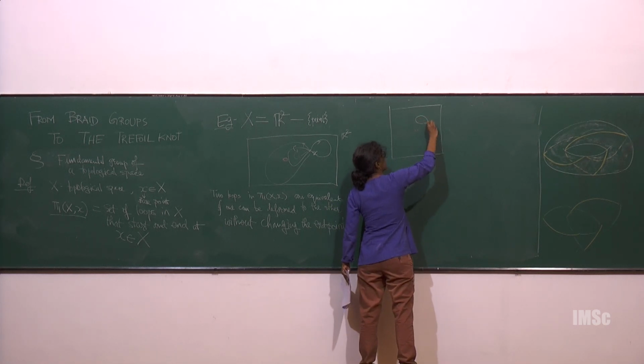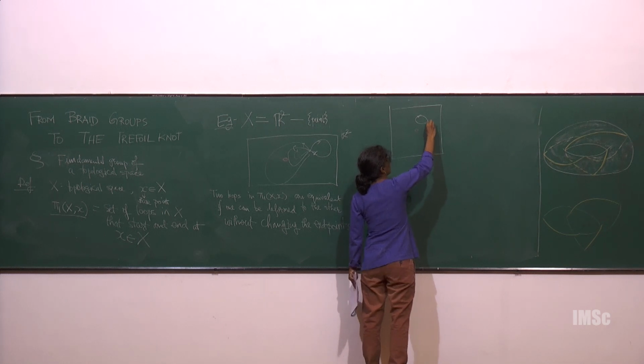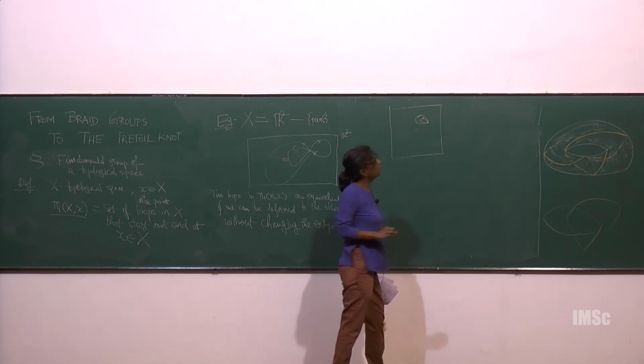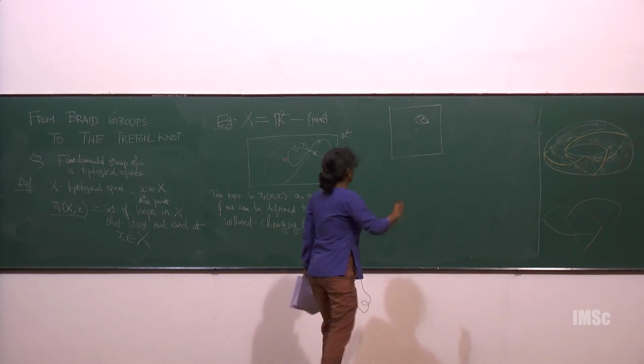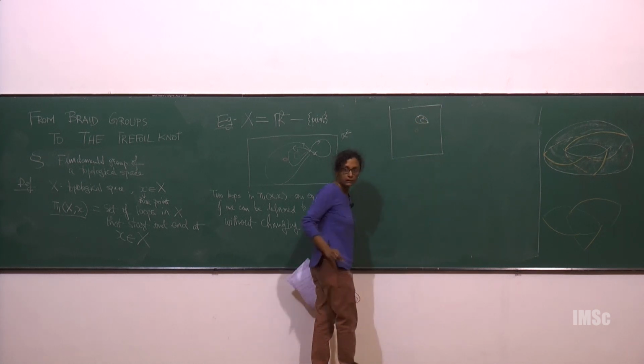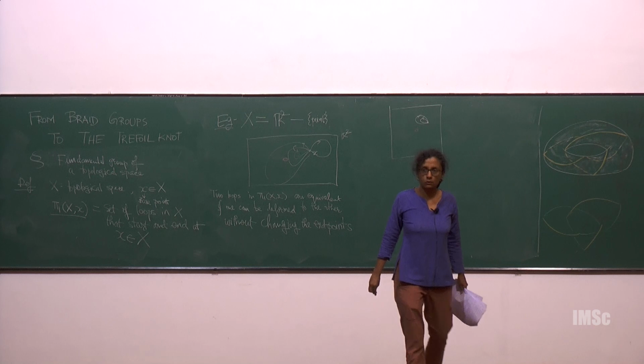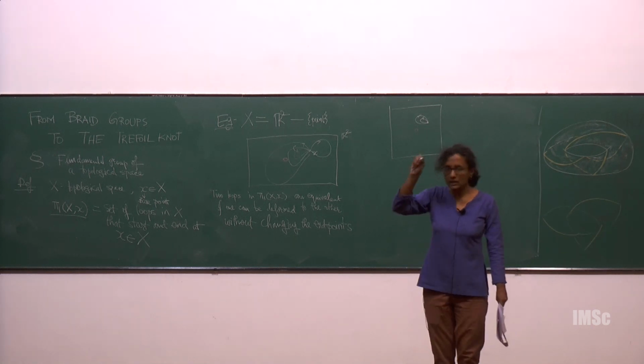So let's start with this loop, and this loop. Are they the same or different? Same, because you can start shrinking this and you become that, okay? And you can go on shrinking. So what is the simplest way of expressing this loop? You can just stay at the same point.